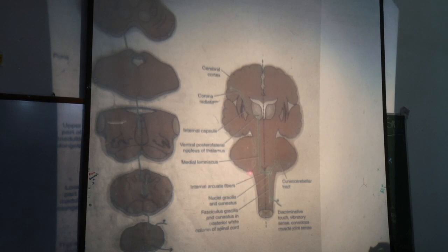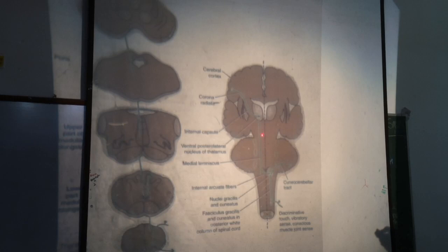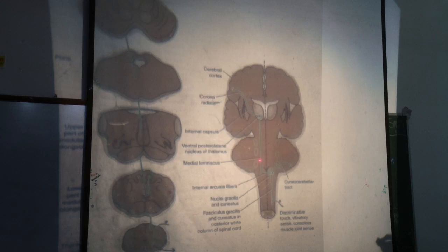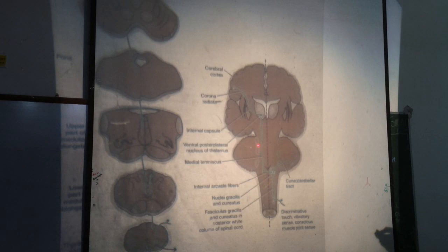The medial lemniscus ascends in the brainstem and is joined by nerve fibers carrying the same impulses from the head and face area.